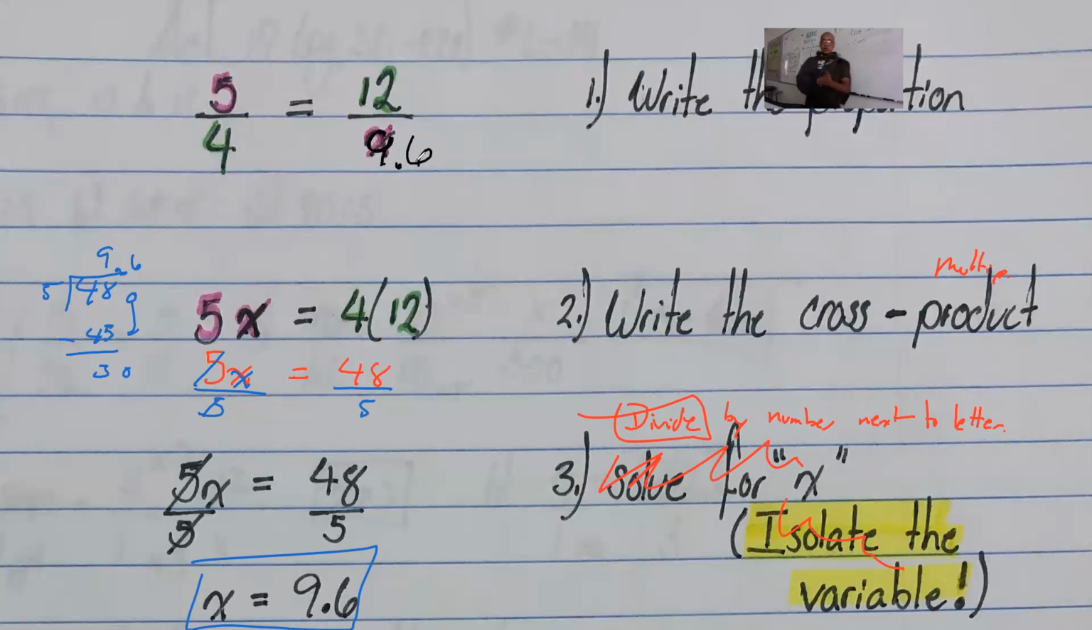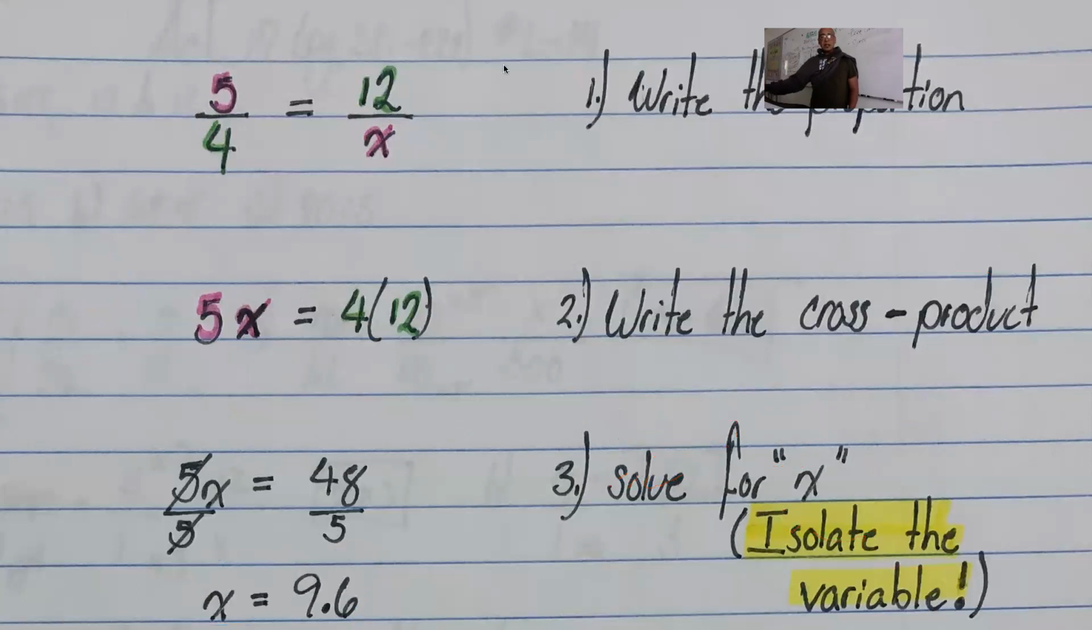That's it. That seems like a lot, but it really wasn't. Write it down, cross multiply, and then divide by the number next to the letter, and that gave us our answer. Pretty simple, ladies and gentlemen.